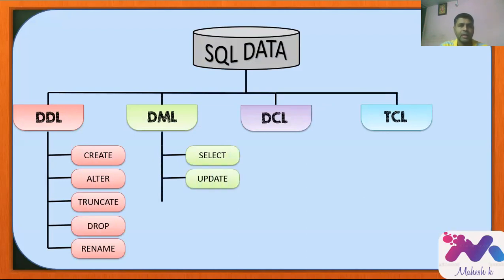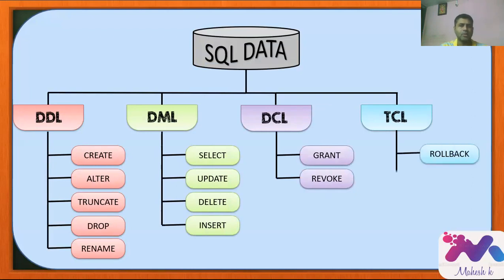DDL is divided into five categories: create, alter, truncate, drop, and rename. How to remember this one? For DDL, remember "CAT DR", cat doctor. It will be very easy to remember. So create the table, alter the table, truncate, that means remove the table, and drop, that is also remove the table, rename the table. DML means Data Manipulation Language, where four subparts are there: select, update, delete, and insert.